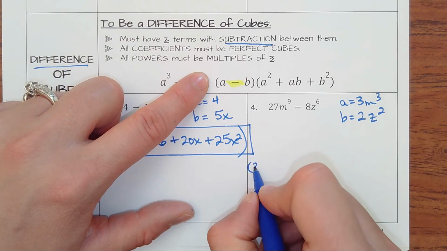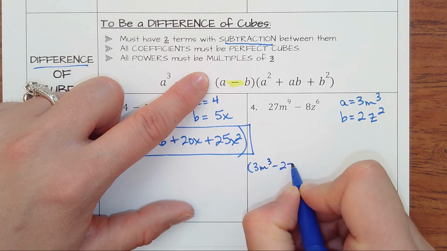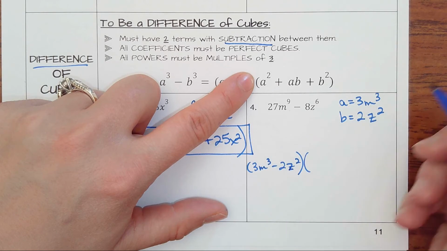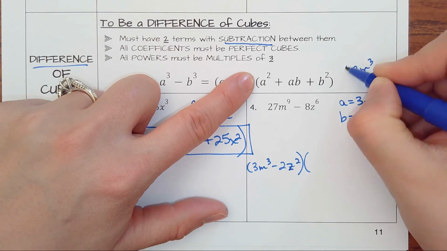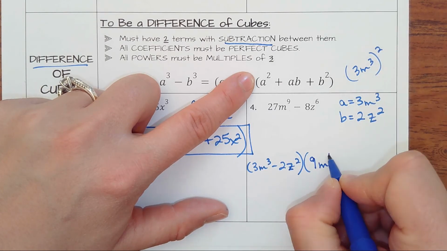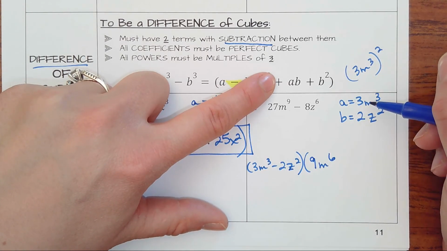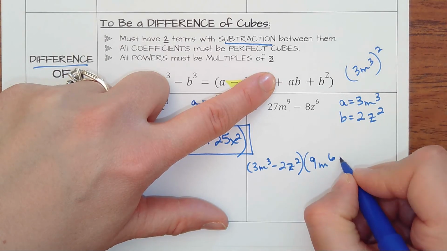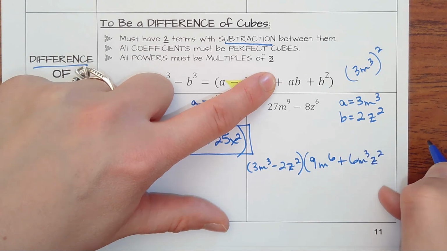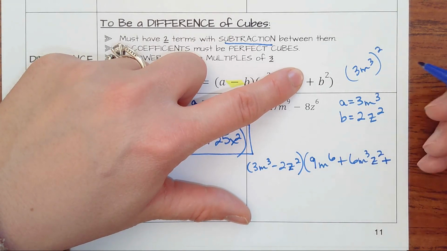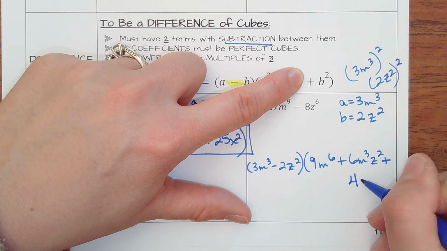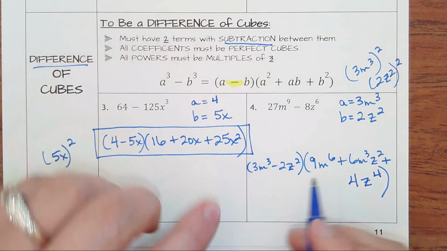A minus b would be 3m cubed minus 2z squared times this quantity squared. 3 squared is 9. 3 times 2 is 6. And then plus a times b, just multiply, would be 3 times 2 is 6. I'll put m cubed z squared, and then plus this b quantity squared. 2 squared is 4, z to the fourth. And that's it.